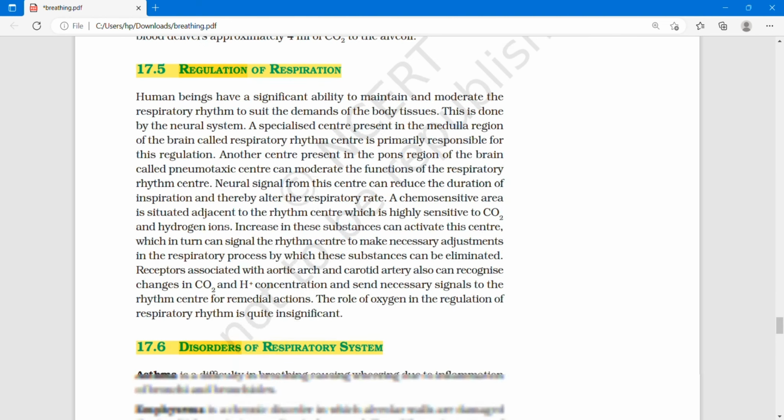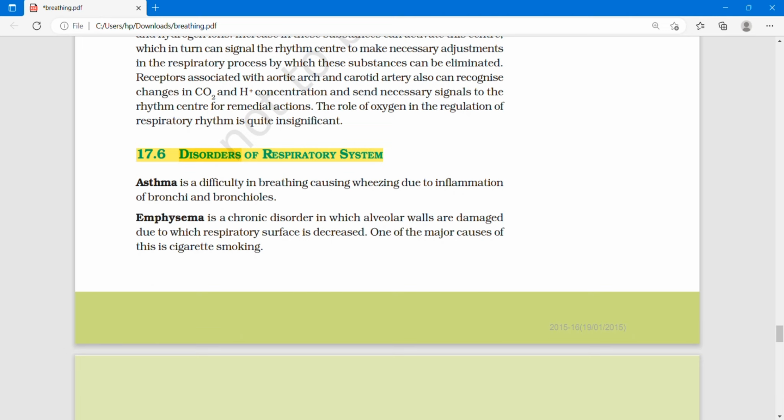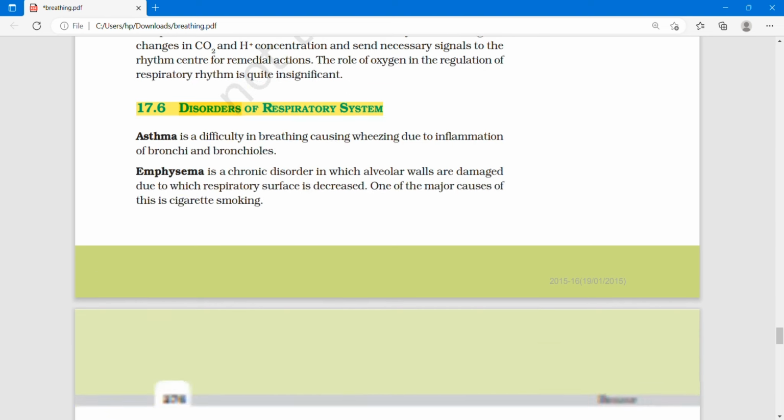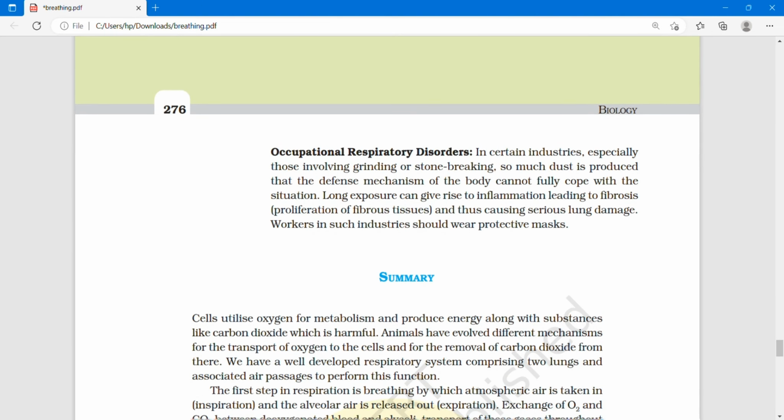And the last topic is disorders of respiratory system. First one is asthma, a difficulty in breathing causing wheezing due to the inflammation of bronchi and bronchioles. Emphysema is a chronic disorder in which alveolar walls are damaged, due to which respiratory surface is decreased. One of the major causes of this is cigarette smoking. And the last disorder is occupational respiratory disorder.